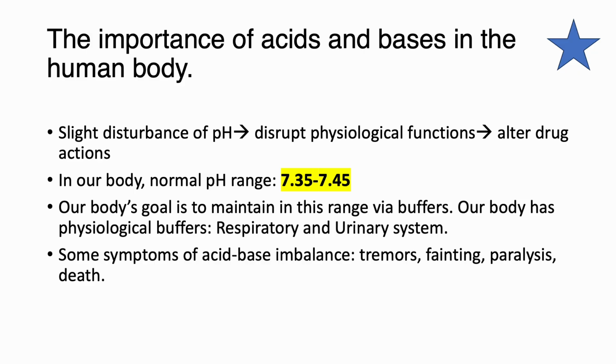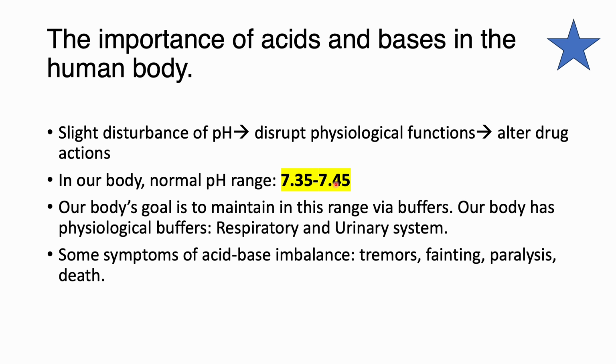Okay, so why do we need to know acids and bases? The importance of acids and bases in the human body. A very slight disturbance of pH can disrupt physiological functions. It can also alter drug actions. We just mentioned that one change in pH, from just 6 to 7, means a 10-fold difference in hydrogen ion concentrations. So our body's pH should be between 7.35 and 7.45. Anything outside of that range will give you symptoms. Now you have a condition that we need to fix.